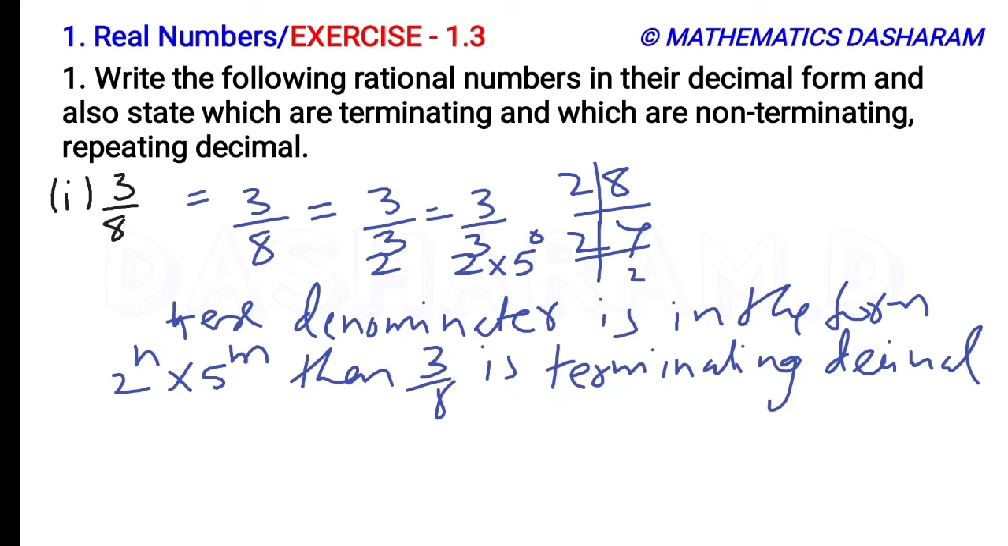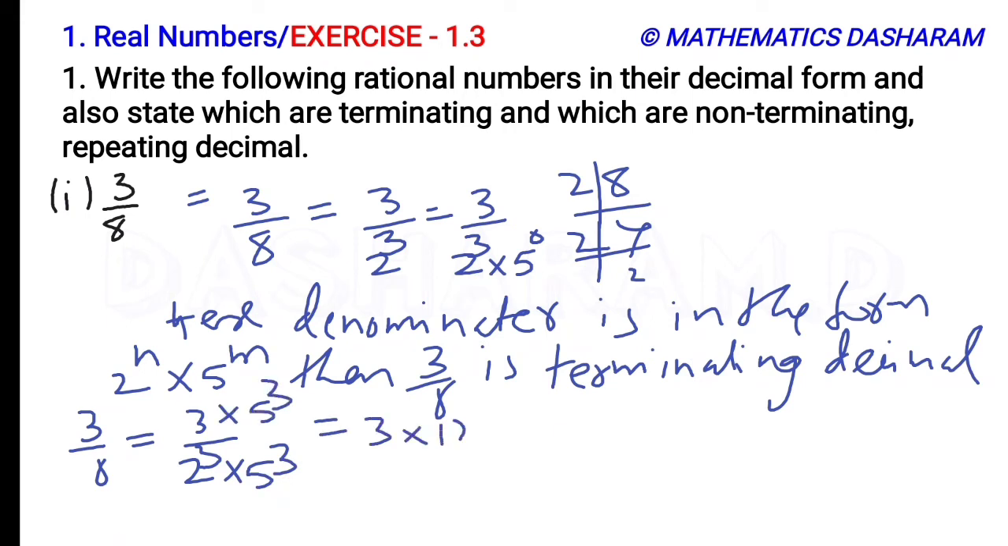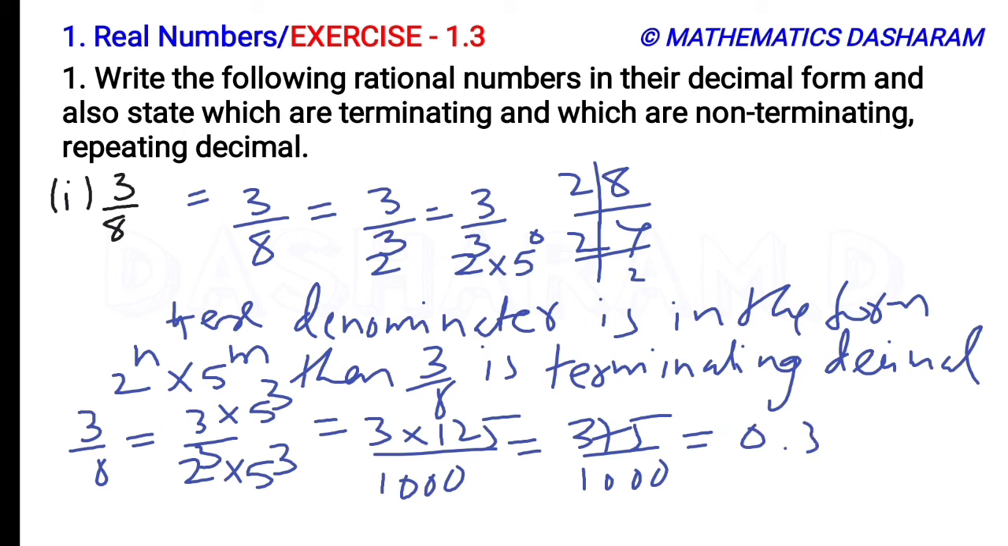Now let us convert into a decimal form. To convert into a decimal form, here 2 cube beside 5 cube is required. So 5 cube, and here also 5 cube. 3 into 5 cube is 125. 2 cube into 5 cube, that means 2 5s are 10, 10 cube, so it is 1000. 3 into 125 is 375 by 1000, so it is equal to 0.375 in decimal form.